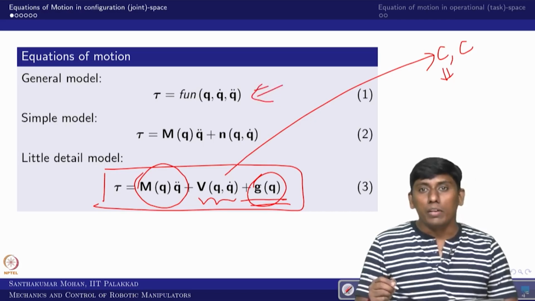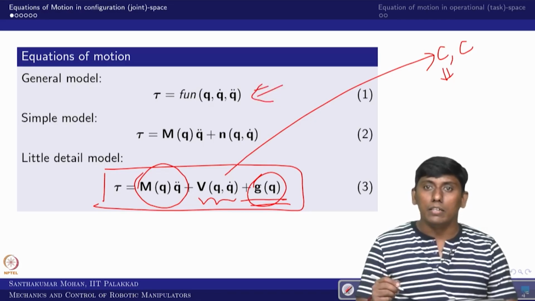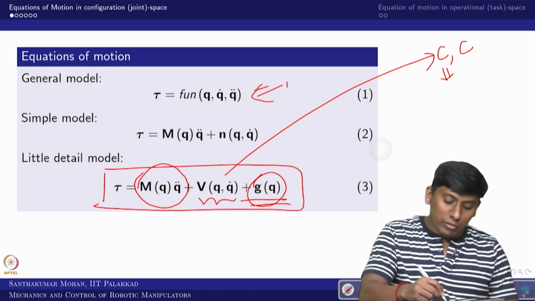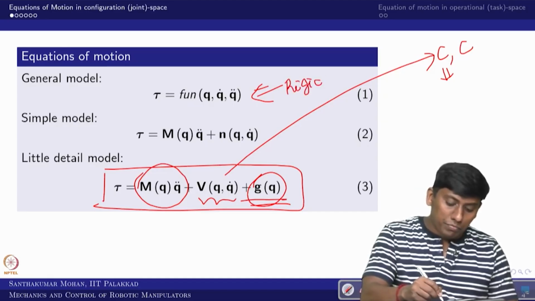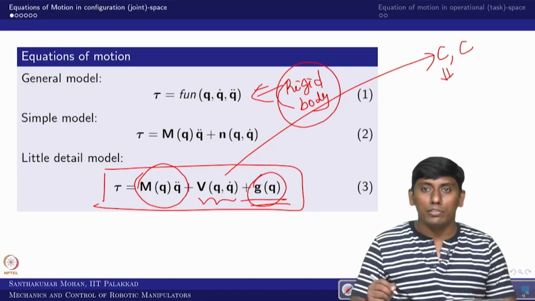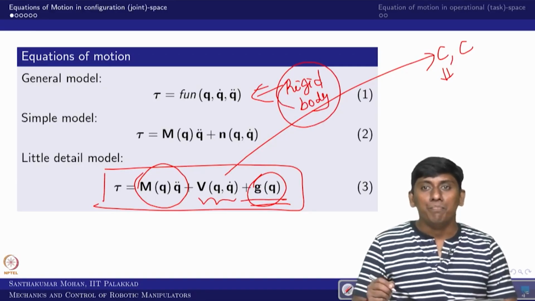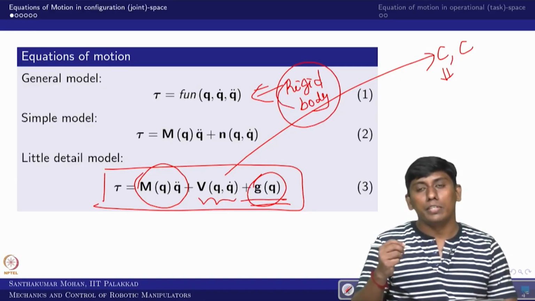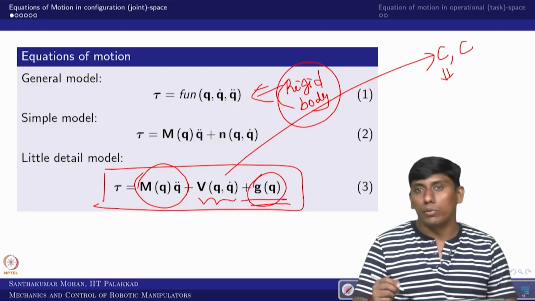because, remember, the derivation which we derived is based on a rigid body. Based on the rigid body, we have seen that there are only kinetic and potential energy we have taken in Lagrangian Euler, and even in Newton Euler we have seen only acceleration and inertial forces, right?